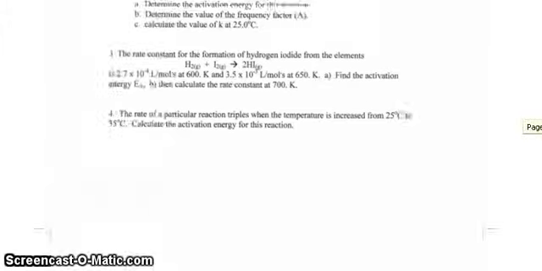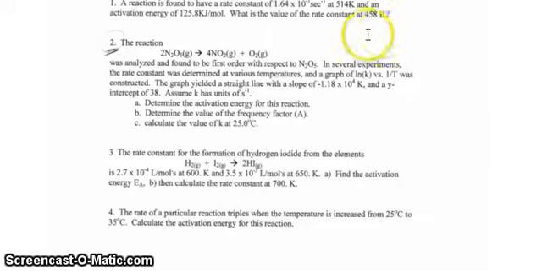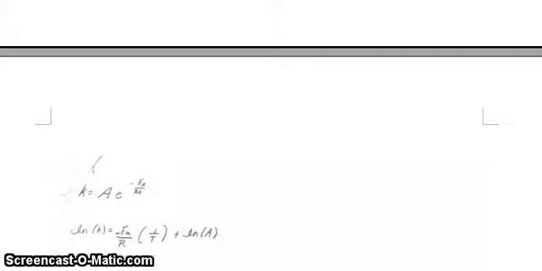Okay, in this next example, we're given the reaction. We're told it's first order. But then we're told the rate constant was determined at various temperatures and a graph of natural log of k versus inverse temperature was constructed. So that's where we're graphing the y equals mx plus b form of the Arrhenius equation. Our slope will be activation energy divided by R, and the x-variable is the inverse temperature. Our y-intercept will be the natural log of A.